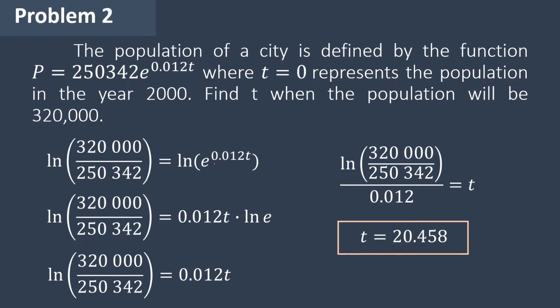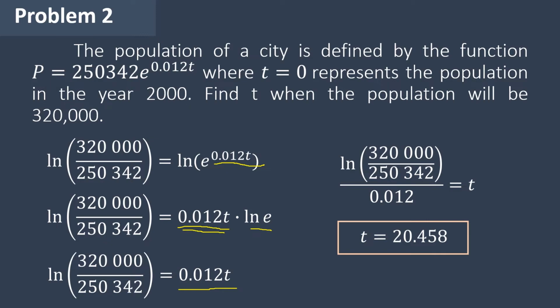So, by definition, yung exponent natin na 0.012t would become or ilalagay natin dito sa baba as one of the factors. So, we're going to multiply the exponent by the natural logarithm of e. And we all know, same sa problem number 1, that the value of the natural logarithm of e is equal to 1. So, yung matitira na lang would be 0.012t. Okay, so we're going to divide both sides by 0.012 and using our scientific calculator, pwede natin siyang isolve.